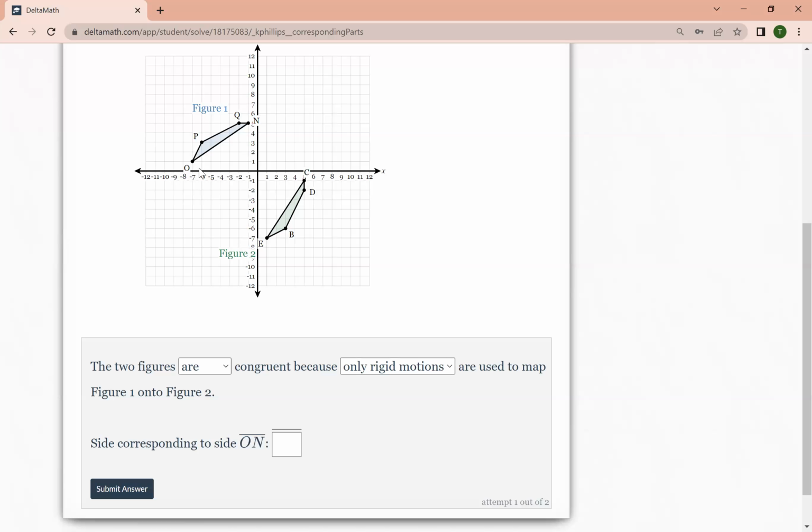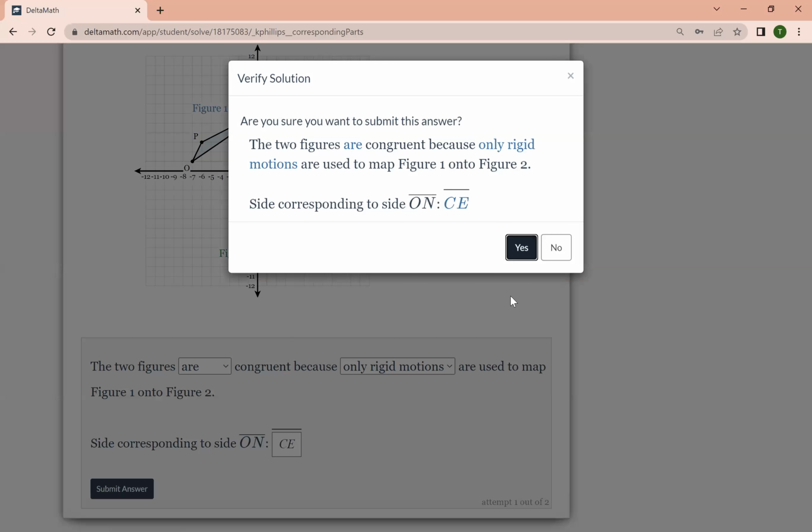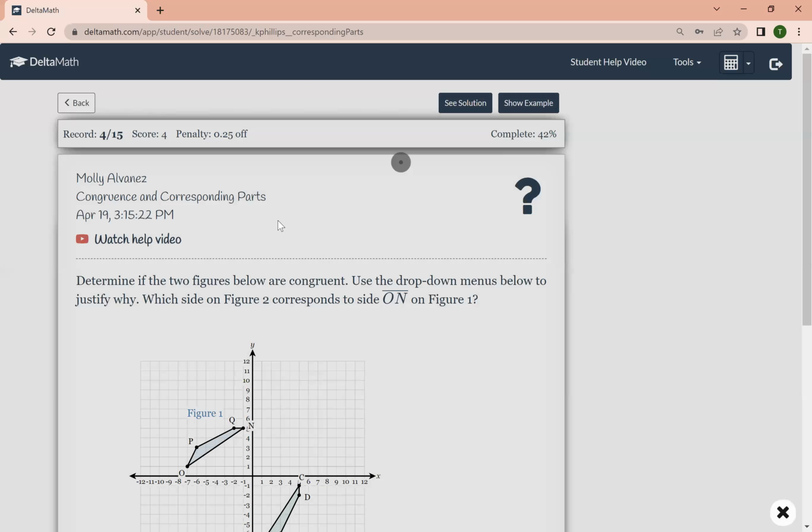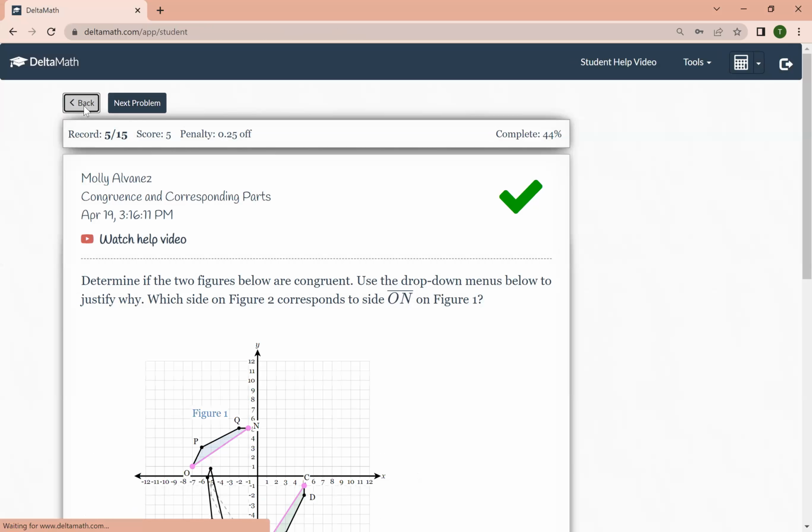O to N here. O to N is kind of this long one here. What would it correspond to in the other one? C and E, or E and C. Yeah, and the order, I'm going to go C to E. I don't know if it matters, but if you see an error, it might just be flipping the letter. I don't know how difficult they're on that.